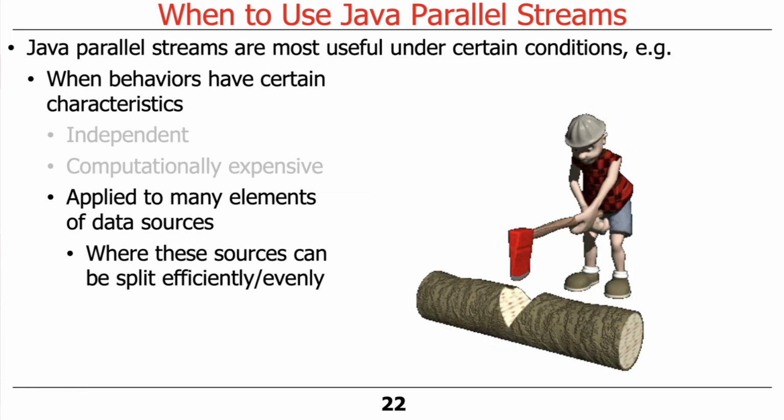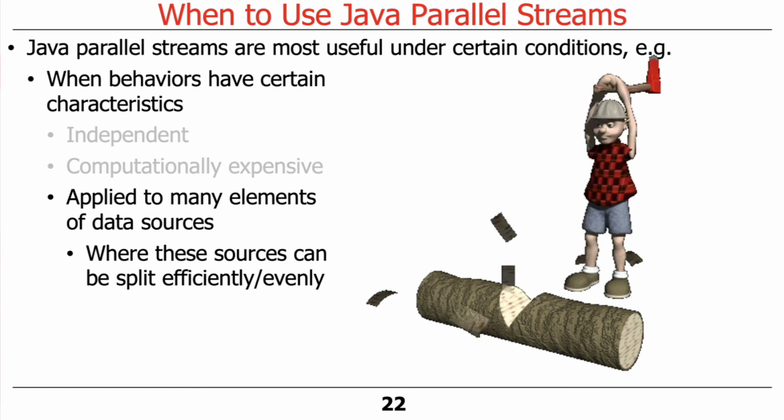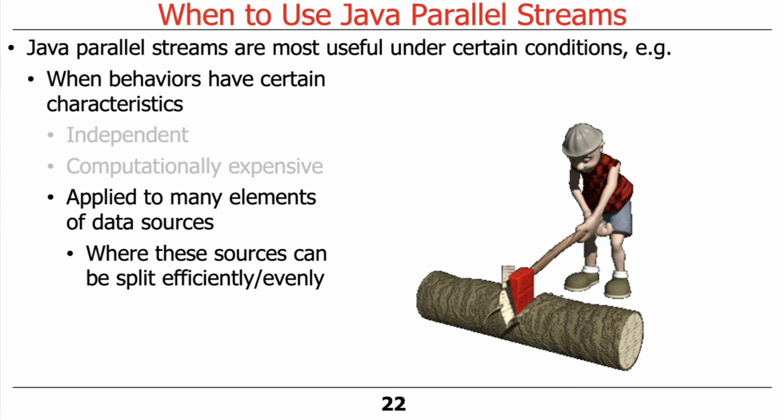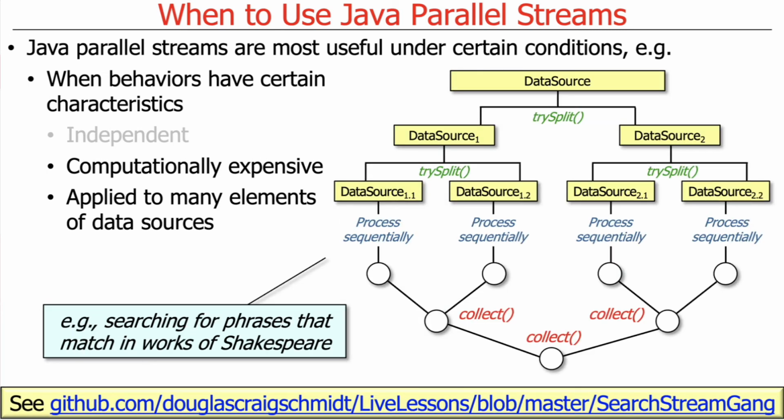It sounds really cool. And this many element application model works extremely well if you can split your data sources efficiently and evenly. So array lists are a big win relative to linked lists, for example. And this is what yields the so-called n times Q model that Brian Goetz talks about. You can watch his video here where he talks about this. So n is the number of data elements to process, and Q is how CPU intensive the processing is. It's a quantification of how long processing takes. So if n and Q are big, then you're in the zone where parallel processing or parallel streams will help you out.